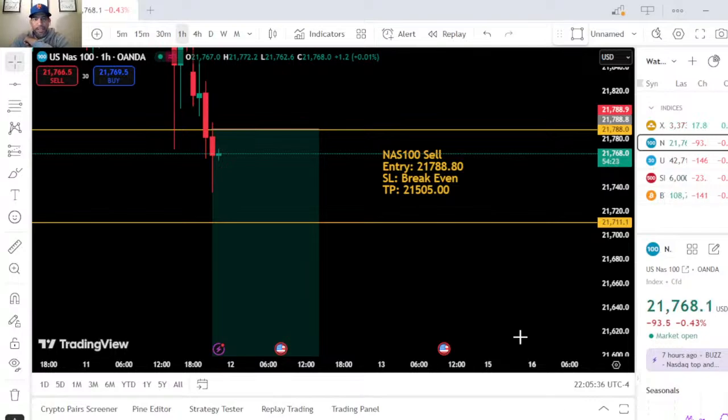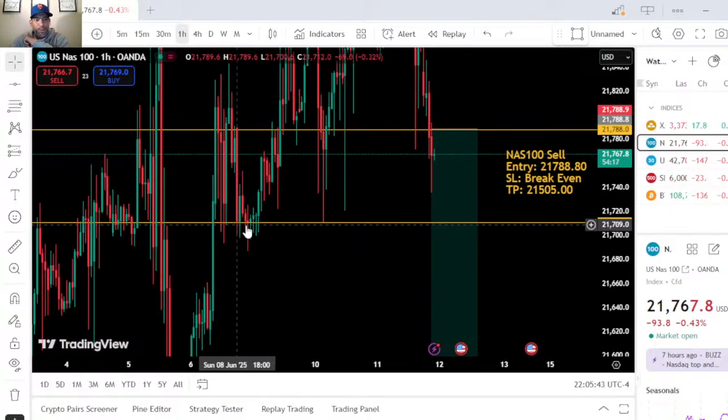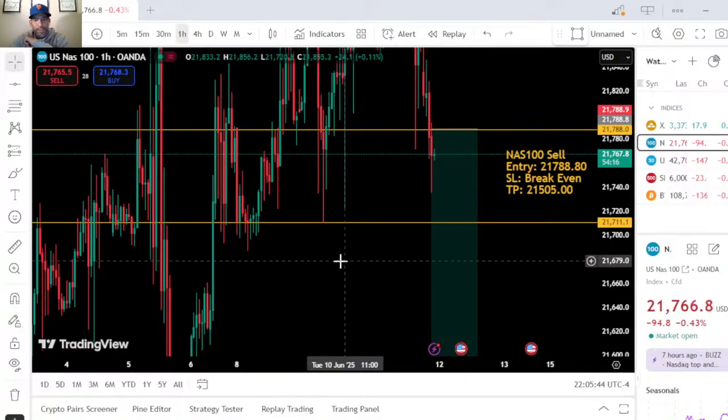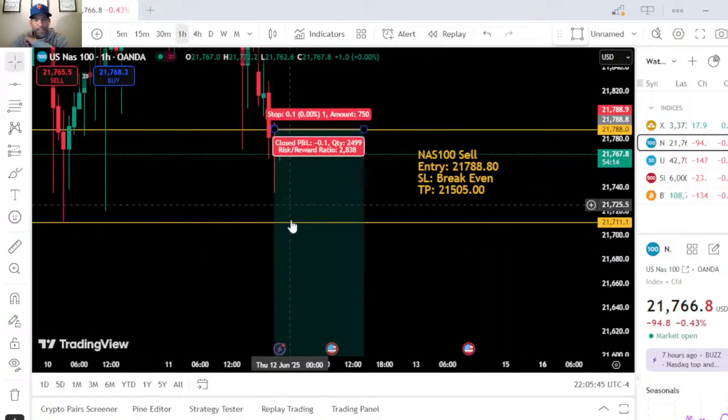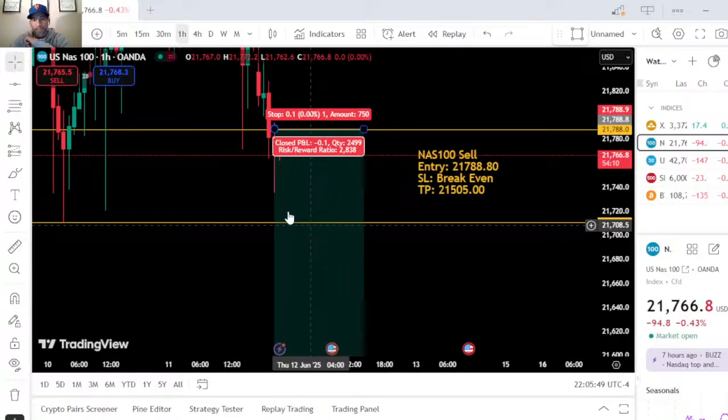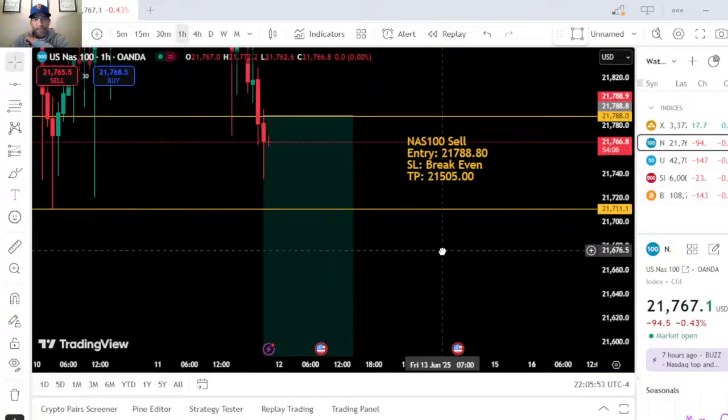All right, gang. So just hang tight. We're still holding this NAS sell. We're break even. I'm waiting for a tap to this support level that we talked about right here, grabbing these wicks. Hopefully we'll get that move down, and I'm looking for maybe just close my full position there and call it a night, right, gang? All right, so let's wait on that and see what happens.